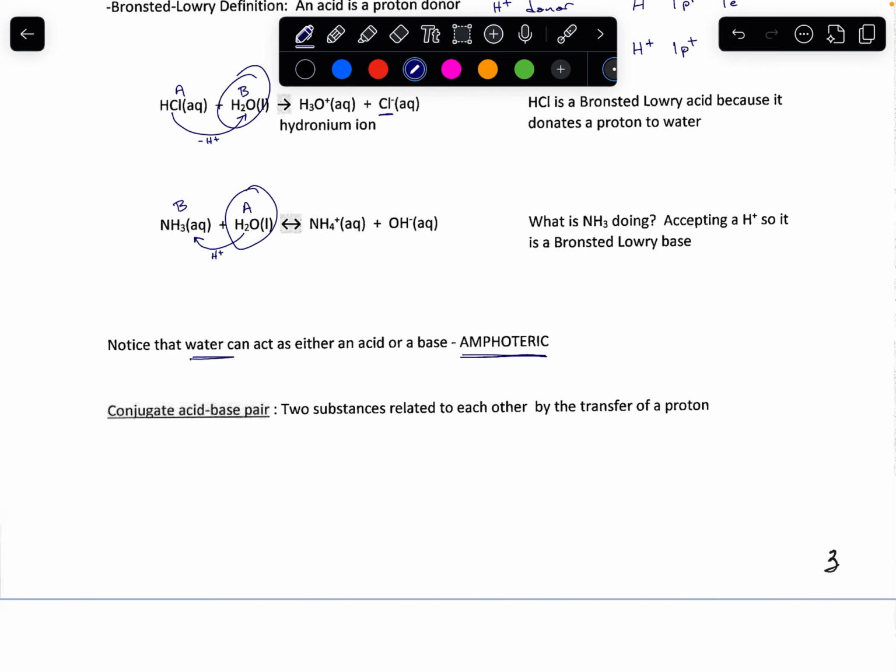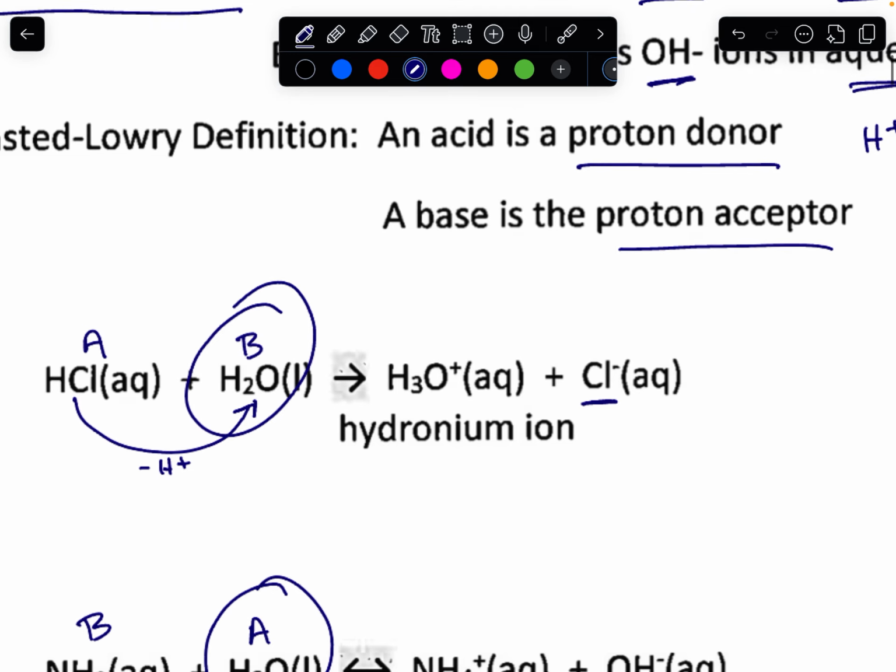The last thing here is the conjugate acid-base pair. These are two substances from an acid-base reaction that are related by the transfer of a proton, whether one is picking it up or losing that proton. The key thing is an acid always transforms into what we call the conjugate base, and the base is always going to be paired up with the conjugate acid. Note that it changes.